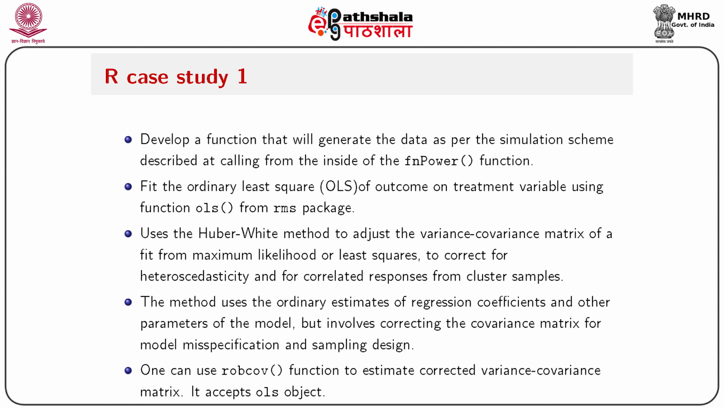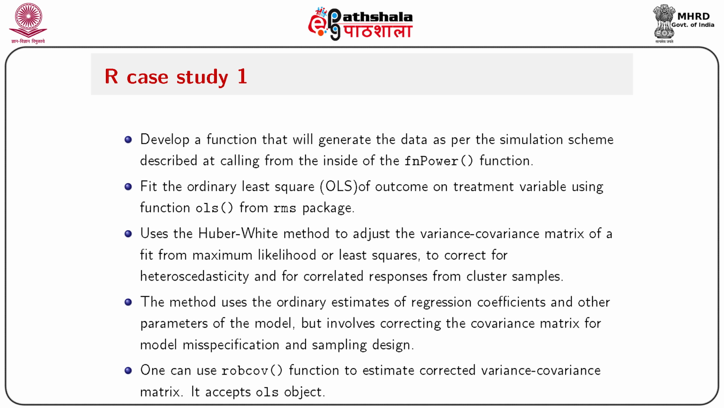So develop a function that will generate the data as per the simulation scheme described, calling it from inside of the f in power function. Fit the ordinary least squares of outcome on the treatment variable using the function OLS from the rms package. Use the Huber-White method to adjust the variance covariance matrix of a fit from maximum likelihood or least squares to correct for heteroscedasticity and for correlated response from cluster samples.